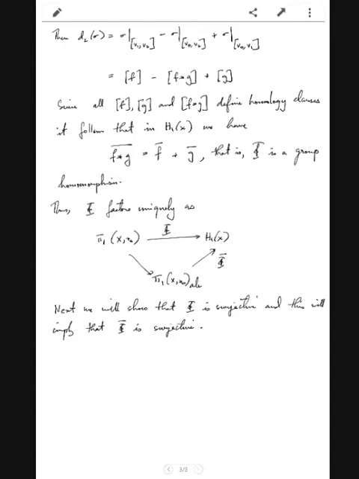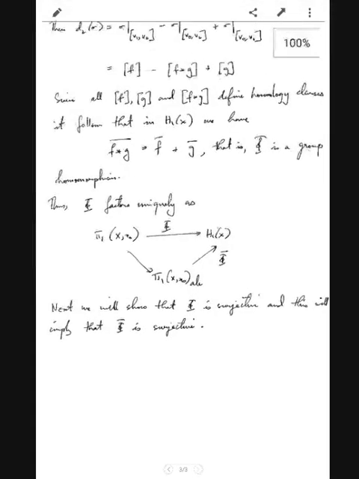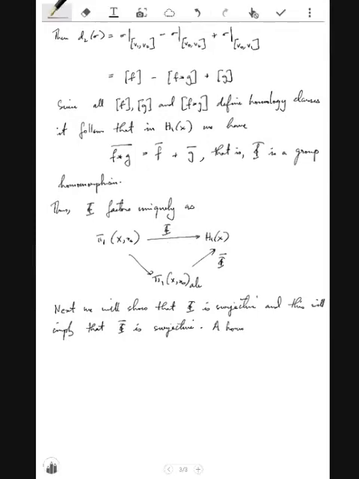So a homology class is represented by an element beta, which is of the form the sum of AI sigma I, where AI are nonzero integers and sigma I are continuous maps from delta 1 to X.